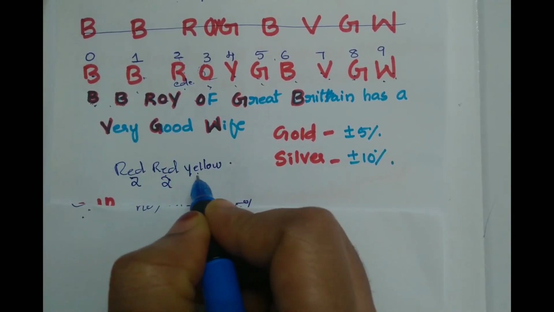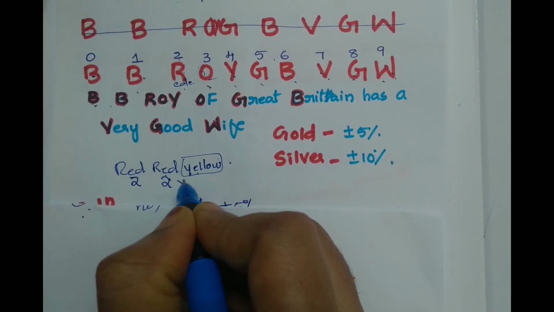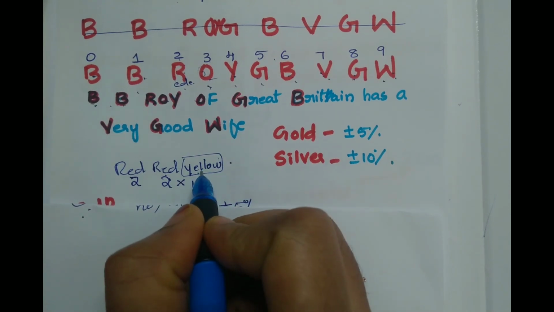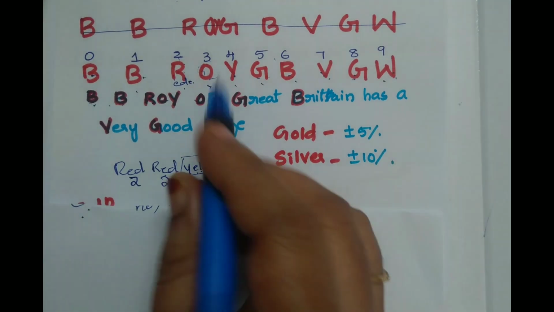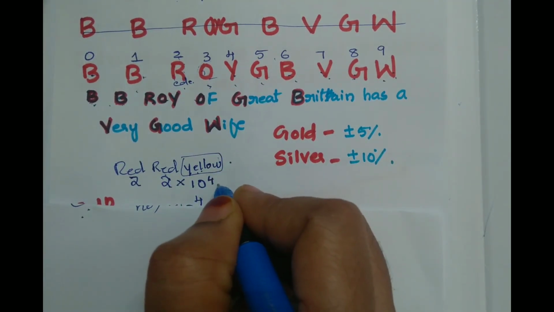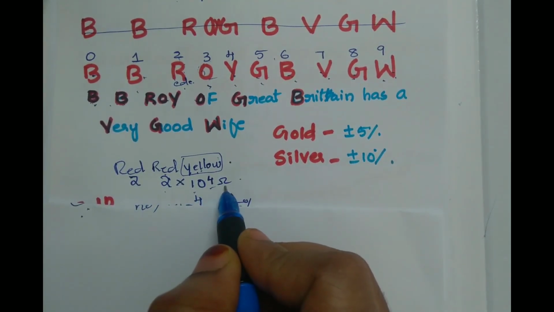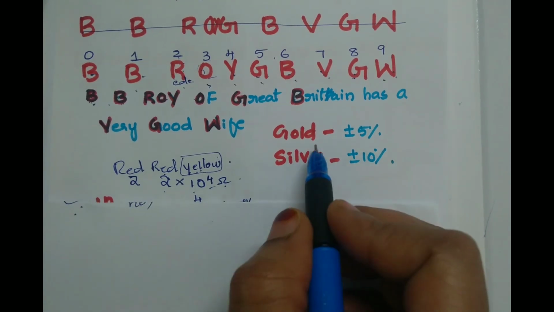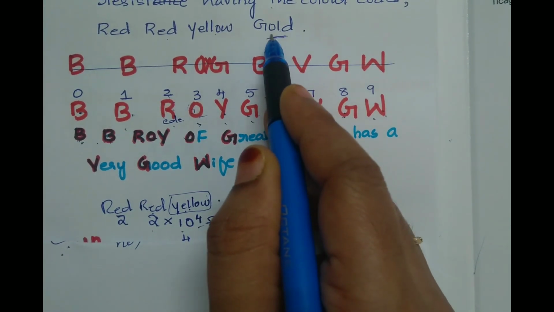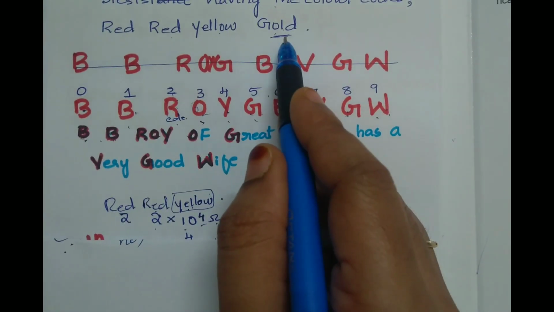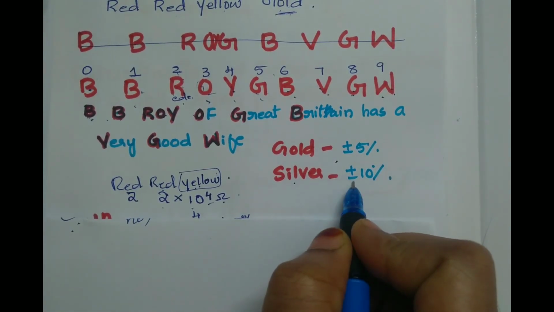So again 2. Then when it comes to the third one, it will take the value of multiplier, that means into 10 to the power of. Yellow is what? Yellow is 4, right? The resistance unit will be either ohm or kilo ohm. So 22 into 10 raised to 4 ohm is the answer for your question. And if they mention gold, that is the tolerance. When gold is mentioned, you need to write plus or minus 5%. When silver is mentioned, you need to write plus or minus 10%.